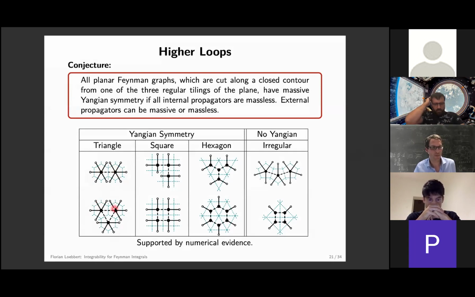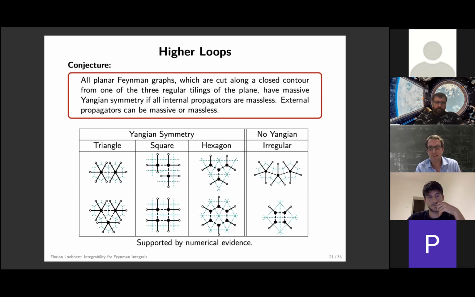So we can switch on masses here. The important thing is that the internal propagators, the dashed lines here, remain massless. And well, we've tested this on these examples here, which are cut from regular tilings on the left. And we also checked some irregular graphs that are not cut from regular tilings, where we don't find that this procedure yields zero.